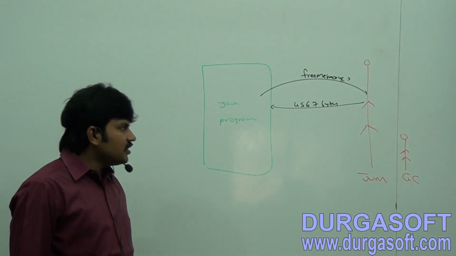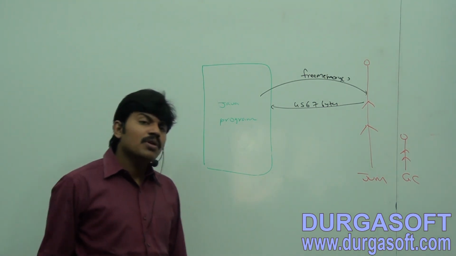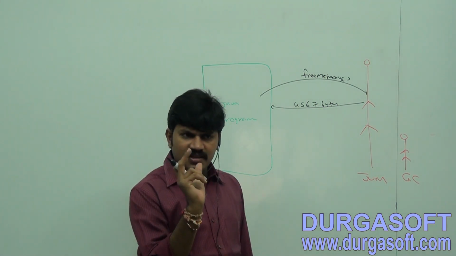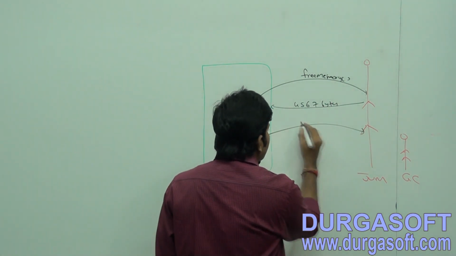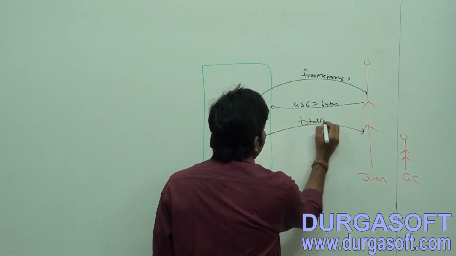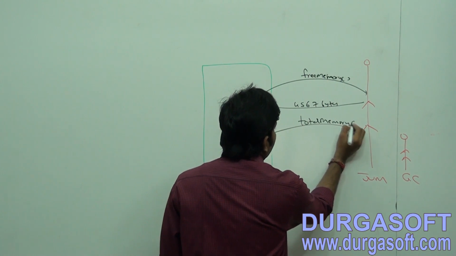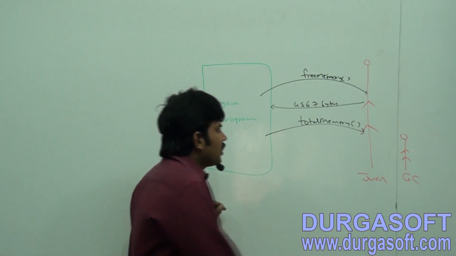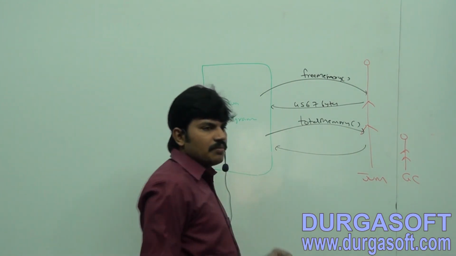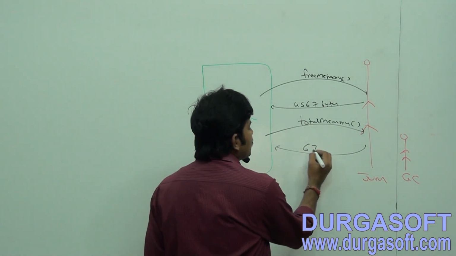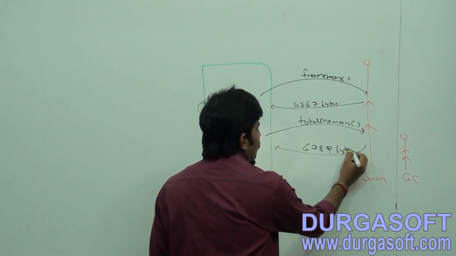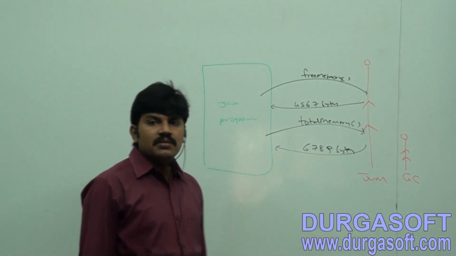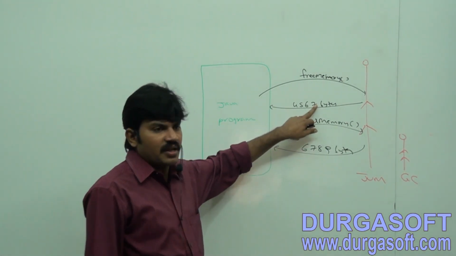Then the Java application can ask how much total memory there is. What is the heap size? Total memory is nothing but the total heap memory. You can ask, and immediately the JVM can tell, total 6789 bytes of total memory is there.